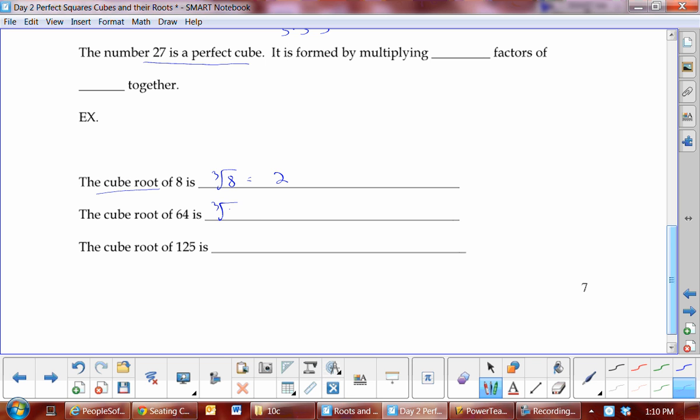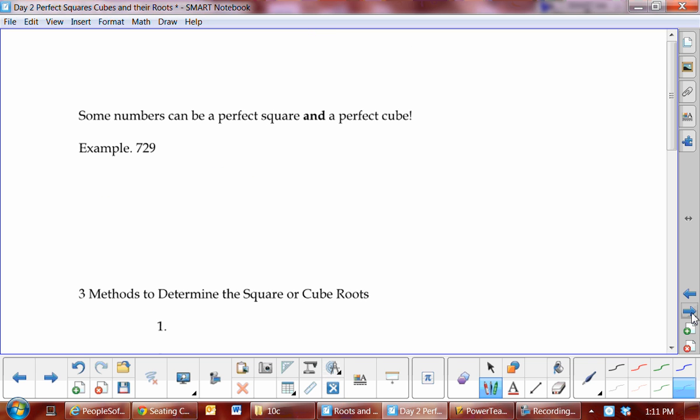What's the cube root of 64? And the cube root of 125 is 5. Okay. Now, how do you find out if some of these numbers have perfect cubes or perfect squares or whatever? Well, there is a way that's called prime factorization.